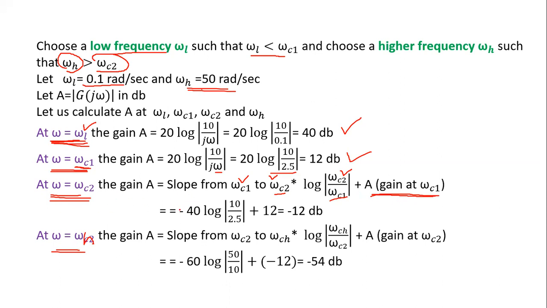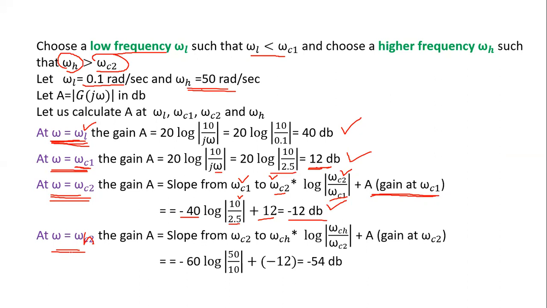So coming to the change in slope, how much is there? Minus 40. And log of the present corner frequency, omega C2, is 10, by the previous corner frequency 2.5, plus the gain at the previous corner frequency, that is the omega C1 gain, 12 decibels. If we substitute, we get minus 12 decibels. Gain at omega C2 is minus 12 decibels.